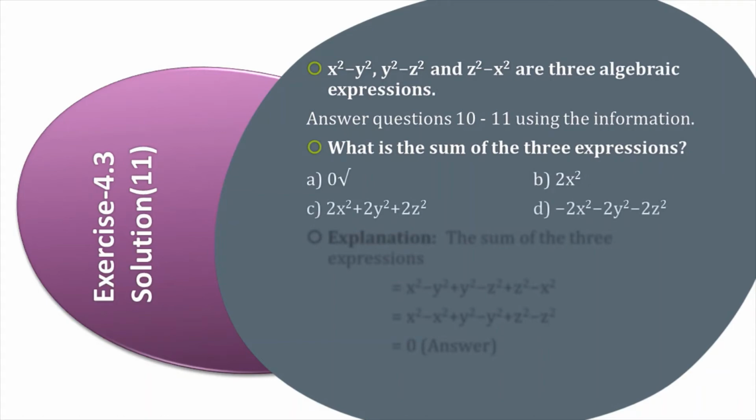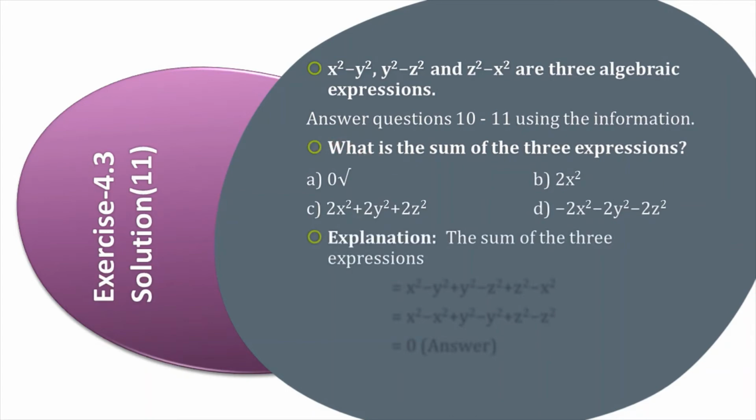The answer will be 0, my dear, as you can see the tick mark in number A. Let us see the explanation. The sum of the three expressions, my dear: x square minus y square plus y square minus z square plus z square minus x square.